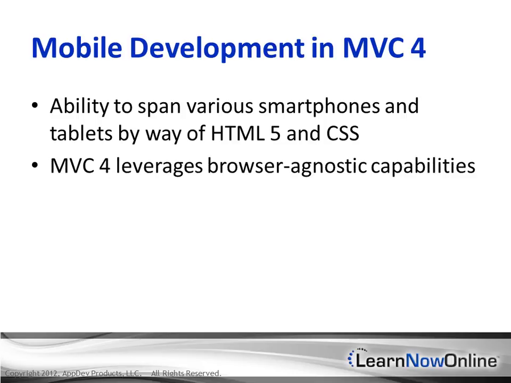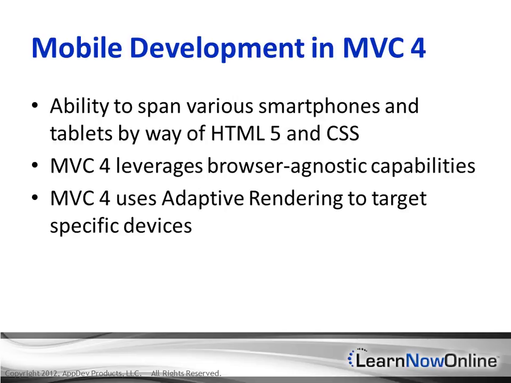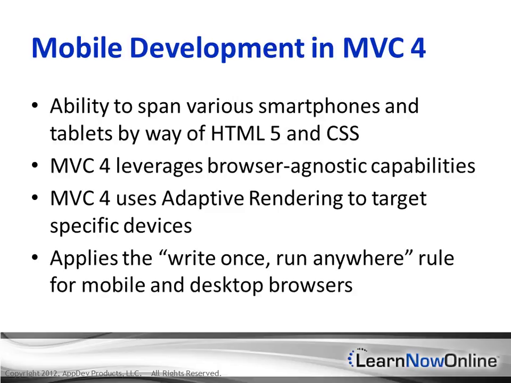MVC4 leverages browser-agnostic capabilities. What this means is that it doesn't really matter if you have Opera, Internet Explorer, Safari, Chrome, Firefox, or the different web engines that run all these, like Gecko, WebKit, and so forth. What MVC also does is use adaptive rendering to target these specific devices. In the end, this allows us to apply the write once, run anywhere rule for mobile and desktop browsers. So when we create our website, not only can we create it for a mobile application, but it can also run for any desktop browser at the same time with a minimal amount of additional code.